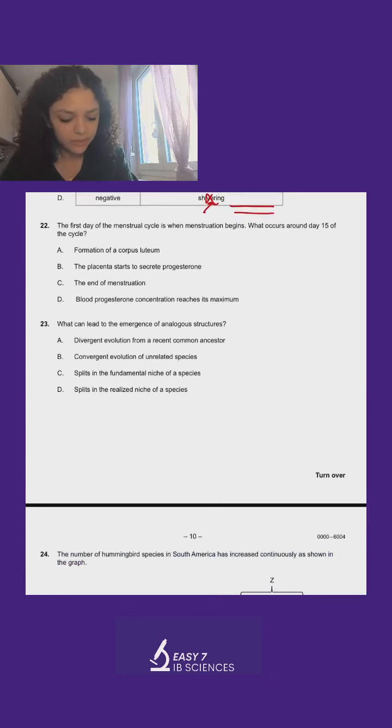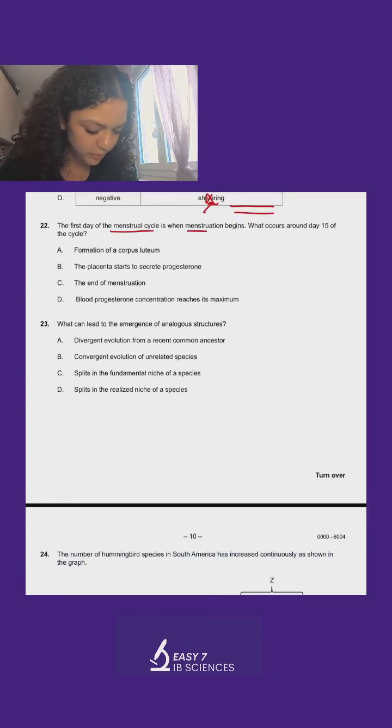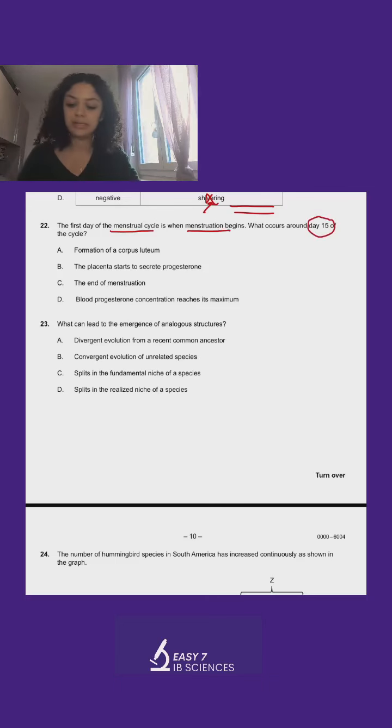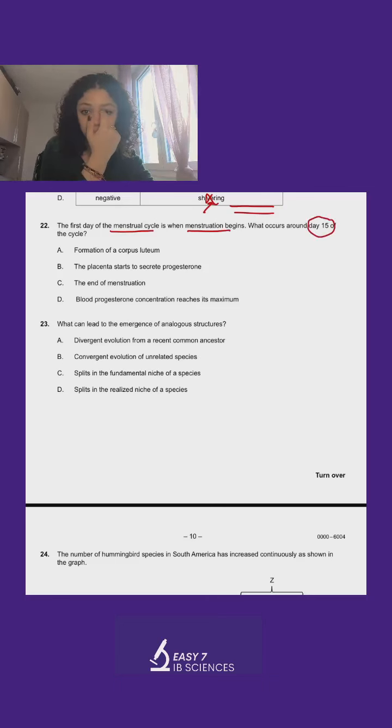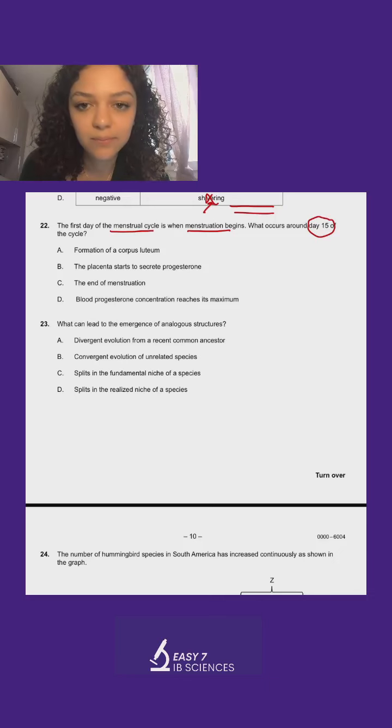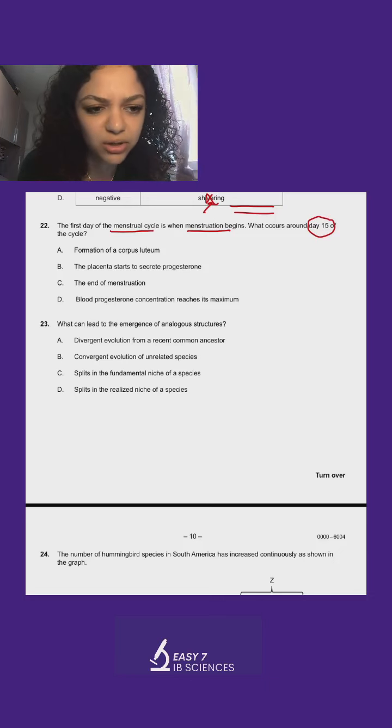It says the first day of the menstrual cycle is when menstruation begins. What occurs around day 15 of the cycle? This is a difficult one. I always hated hormones when I was studying for my IB exam, and I never really got them until I got to med school.